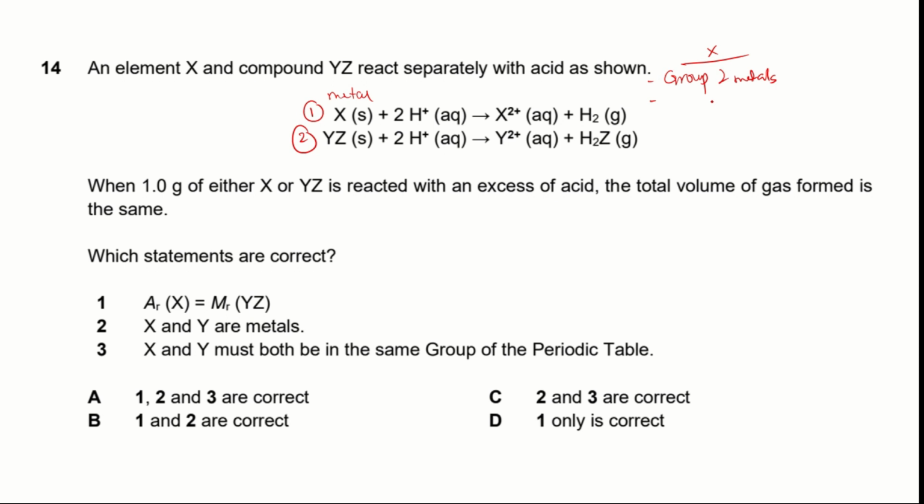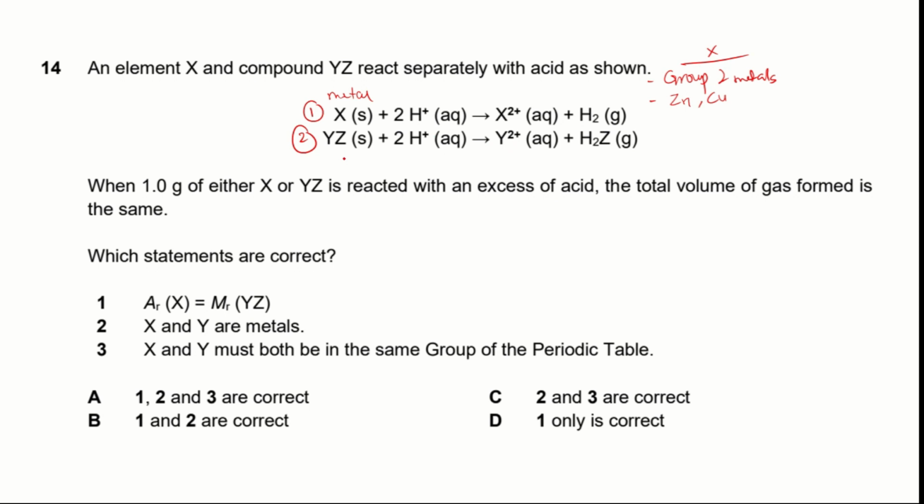Besides group 2 metals, some metals in the D block elements will also form +2 charged cations with acid. For example, zinc, copper, they are also metals. Now, in the second equation, it is a reaction between YZ and acid. Again, a +2 charged cation is formed and a H2Z gas is formed. So again, Y is a metal that will form +2 charged cation.